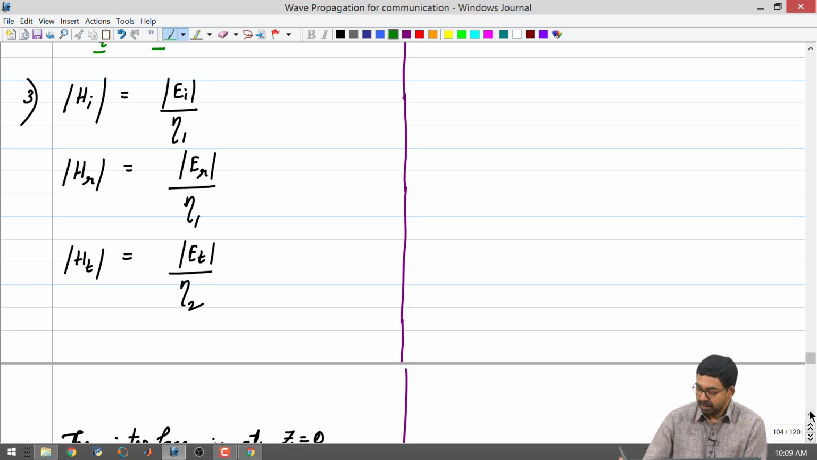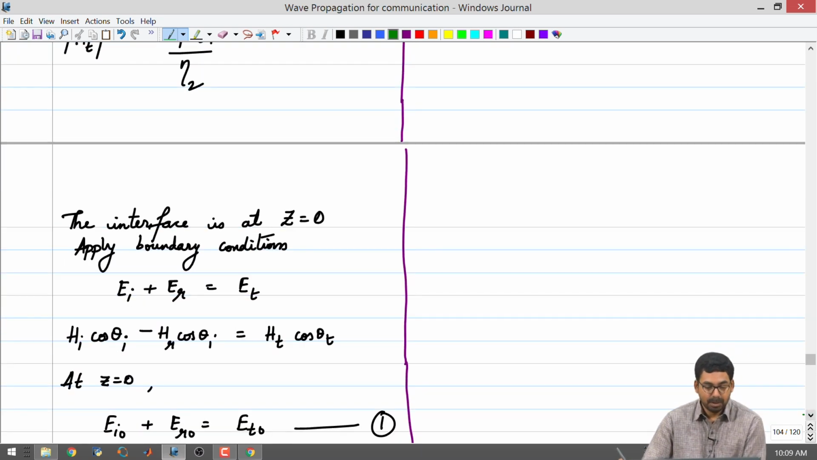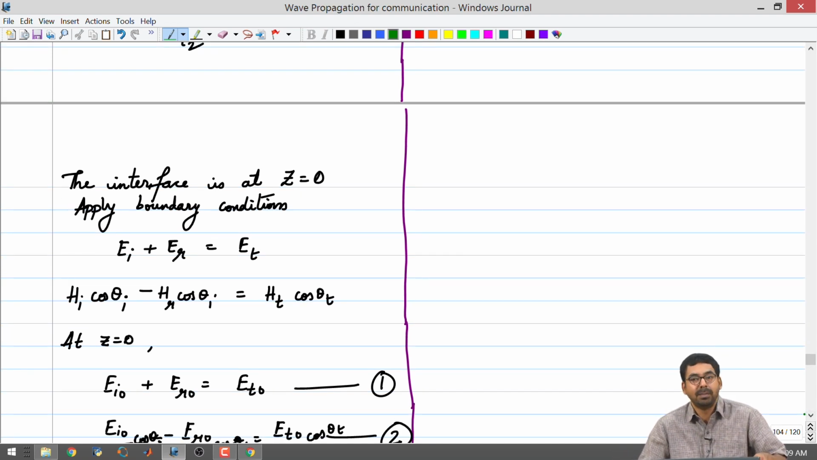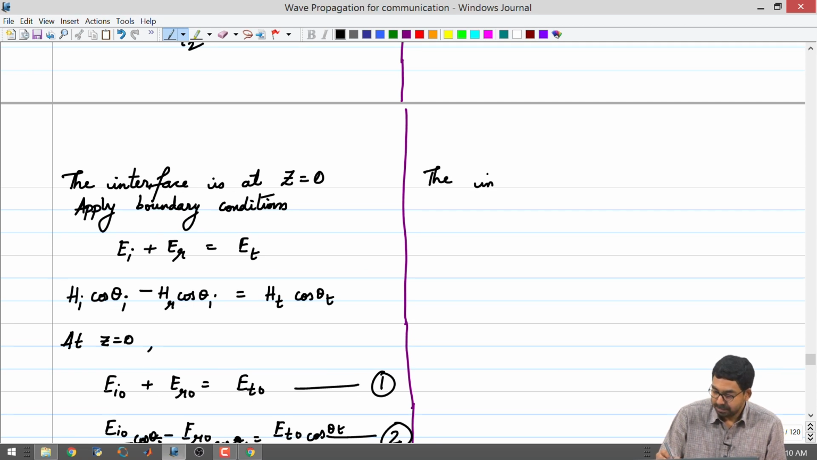Then where is the difference coming from? The difference is in the boundary conditions. That is where the difference comes. So, we will write down the boundary condition and then we will go ahead and see what the differences can be. So, for both the polarizations, the form of the electric field and the magnetic field expressions are identical. The only change is coming due to the application of boundary conditions. So, once again the interface is at z equal to 0.